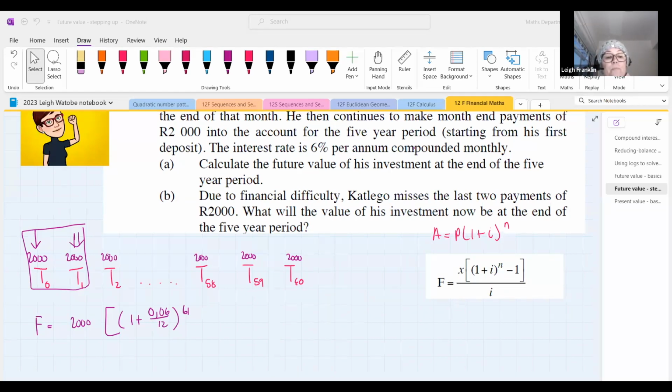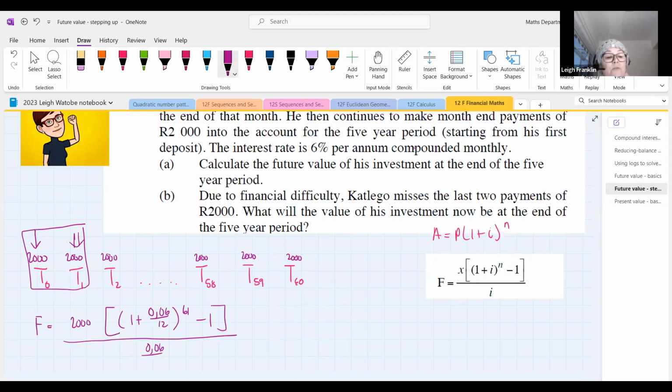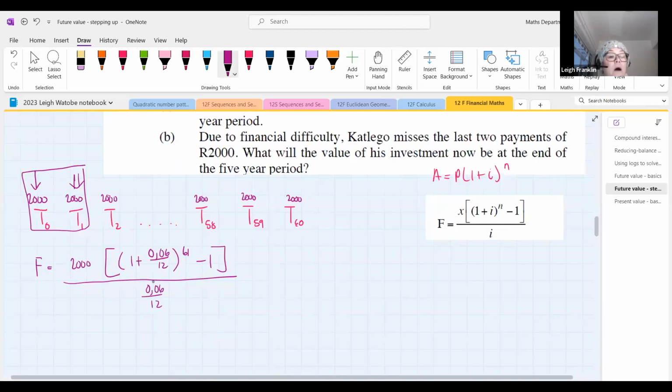So minus 1 over our interest rate, 0.06 over 12. And this is how I got an answer of 14237.76. Good question, Zonda.